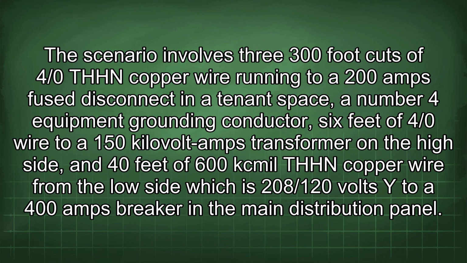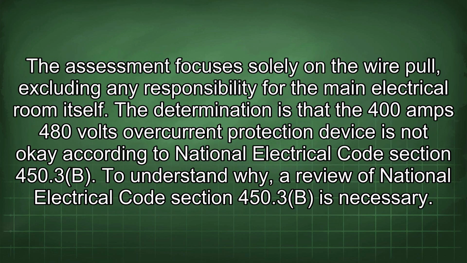tenant space, and a number 4 equipment grounding conductor, 6 feet of 4/0 wire to a 150 kilovolt-amps transformer on the high side, and 40 feet of 600 kcmil THHN copper wire from the low side, which is 208/120 volts, to a 400 amps breaker in the main distribution panel. The assessment focuses solely on the wire pull, excluding any responsibility for the main electrical room itself.